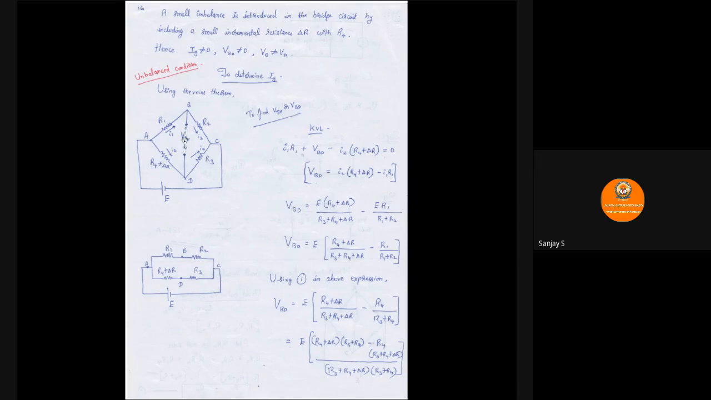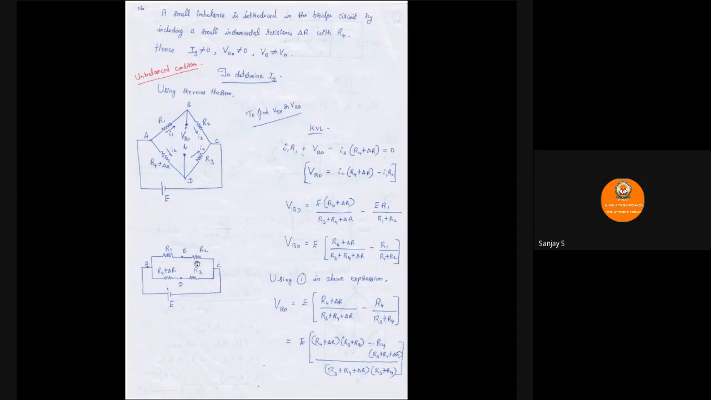To find this VBD, first I'll apply Kirchhoff's voltage law, KVL. If I apply KVL here in this loop, I1 R1 plus VBD minus I2 into (R4 plus delta R) is equal to 0. So VBD is equal to I2 into (R4 plus delta R) minus I1 into R1. Similar to what we did in the previous derivation, I'll write an expression for I1 and I2 in terms of source voltage.